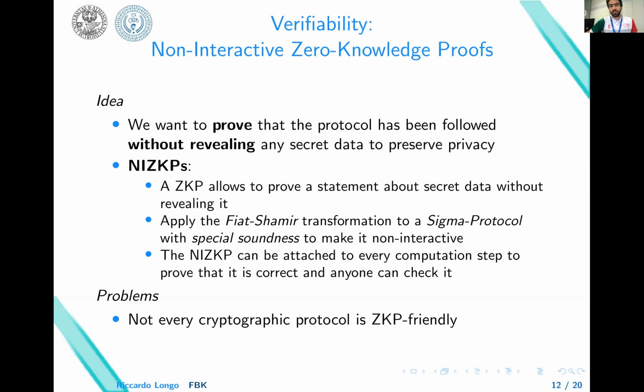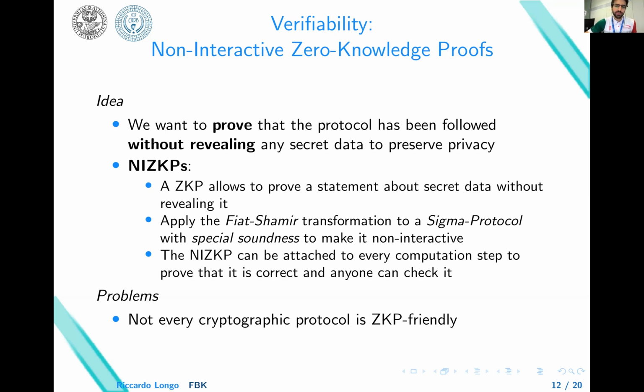What are non-interactive zero-knowledge proofs? It's a zero-knowledge proof that is rendered non-interactive via a transformation that usually is the Fiat-Shamir transformation. That basically means hashing the public values and the commitment to compute the challenge. So we have some assurance that we cannot cheat and choose the challenge before computing the commitments.